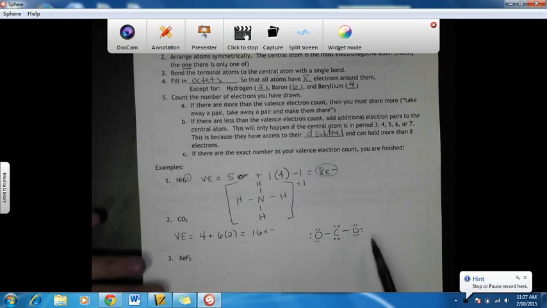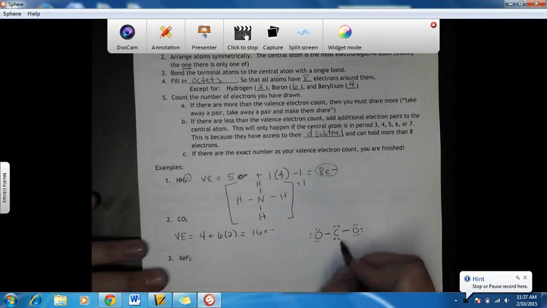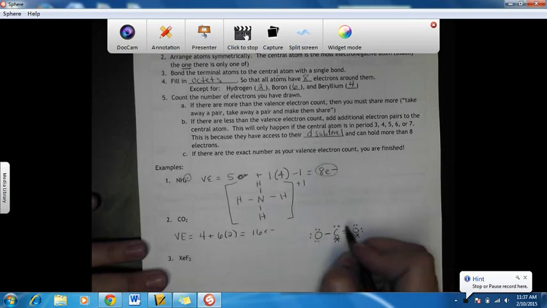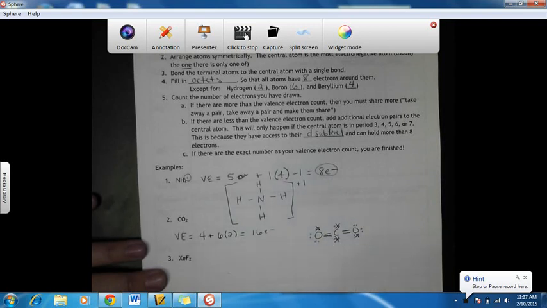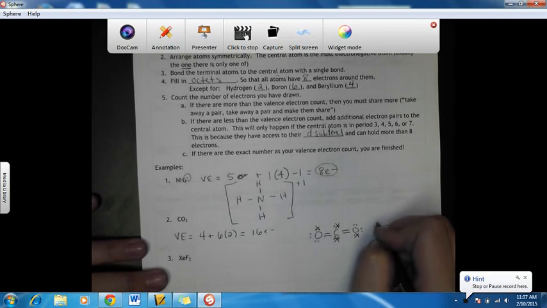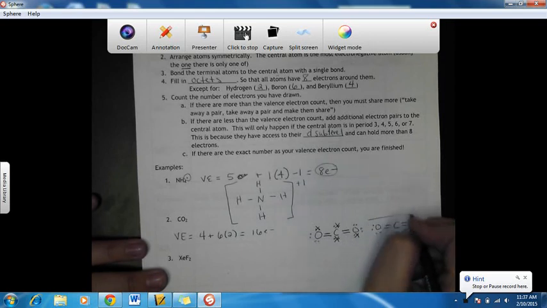Well, that's too many. And so what happens is we have to take away a pair from the central atom and take away a pair from the terminal atom and make them share. Okay? And so then we count again, 2, 4, 6, 8, 10, 12, 14, 16, 18. Still too many, so we'll do the same thing on the other side, making it symmetrical. And so we take away a pair, and make them share. And we count 2, 4, 6, 8, 10, 12, 14, 16. Alright, so that's correct. Now we want to make sure that we provide nice, neat drawings, so I'll redraw my work over here for my final answer.